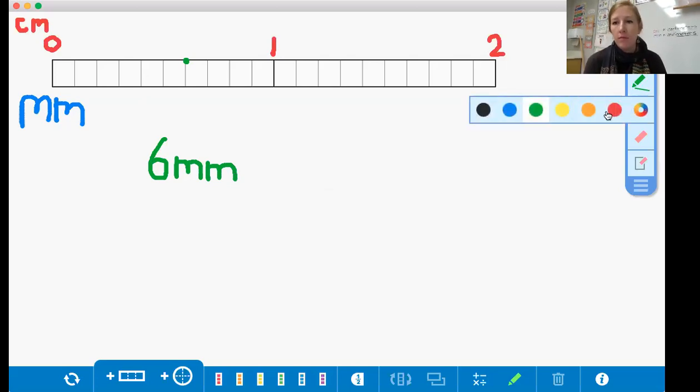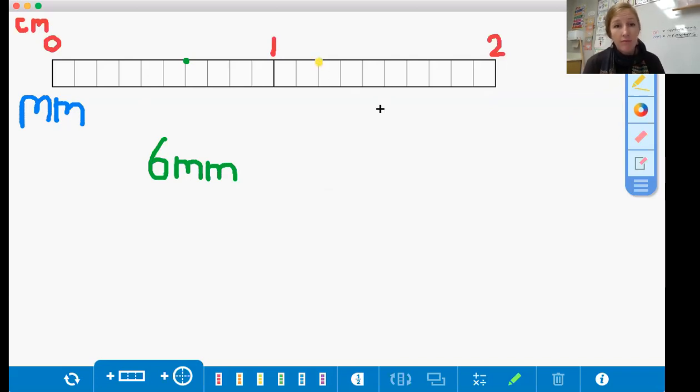Okay, let's try another one. What about if I put the mark here in yellow? How many millimeters would that be? Well, I know there's 10 in the first centimeter, so I can start by counting from 10. We have 10, 11, 12. That yellow dot is at 12 millimeters.